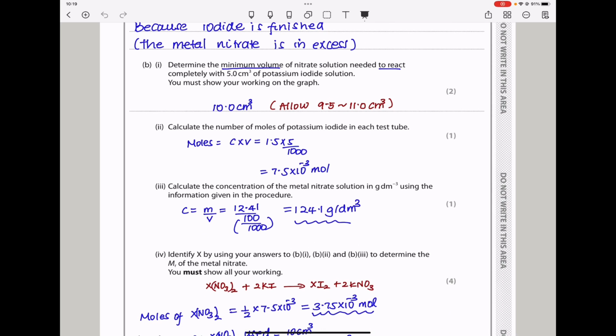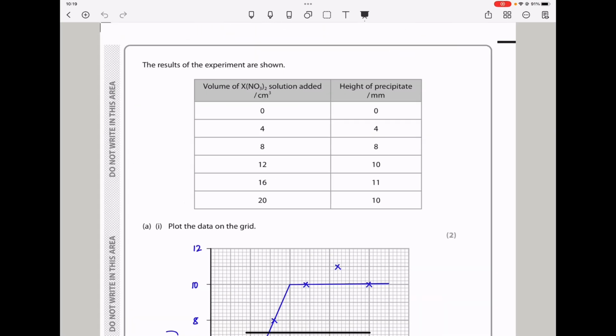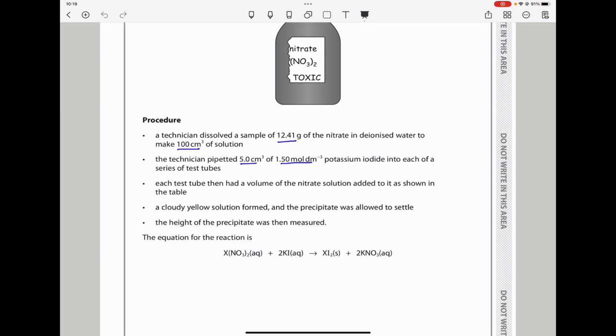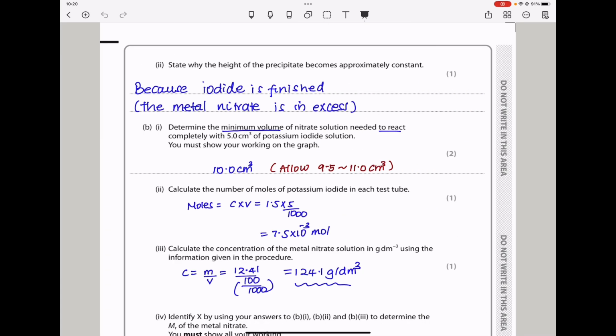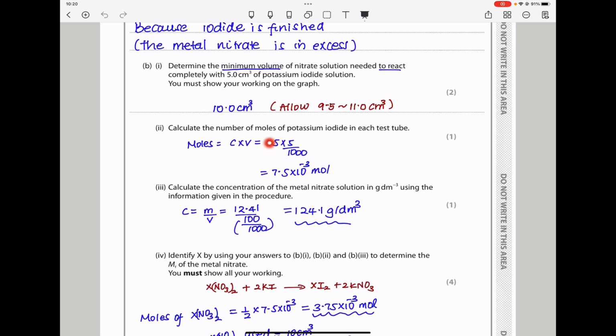Then they say, calculate the number of moles of potassium iodide in each test tube. Number of moles is concentration times volume. And again, to find the components for potassium iodide, I want to take you back here. This is the information for potassium iodide, 5 centimeters cubed and 1.5 mole per decimeter cubed. So I'm going to use that. Number of moles is concentration, which is 1.5, times the volume, which is 5 divided by 1,000, and I get 7.5 times 10 power negative 3.